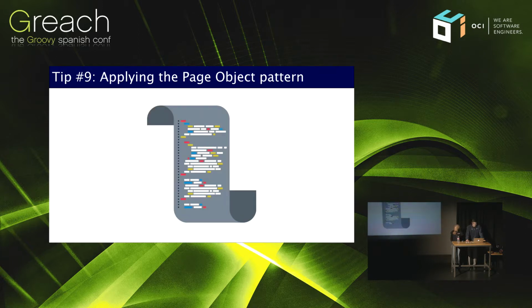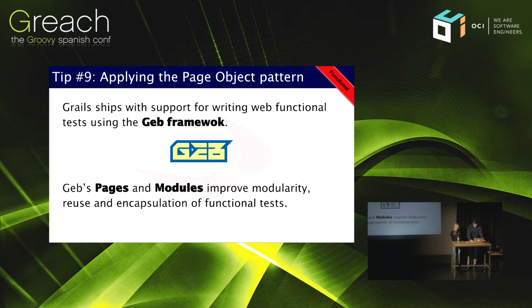Okay, another useful tip, this time applied to functional tests, is applying the page object pattern. As you may know, the Geb framework is available for Grails by default, and it provides an expressive API which allows you to automate a web browser, including the manipulation and checking of DOM elements, using familiar CSS or jQuery-like selectors, which makes this framework useful for testing.